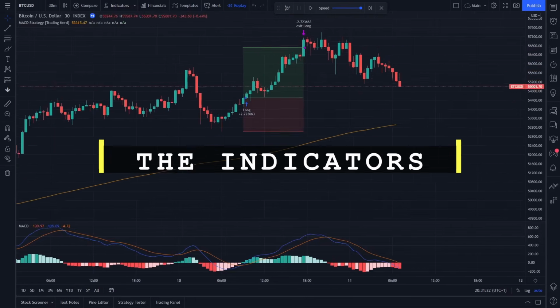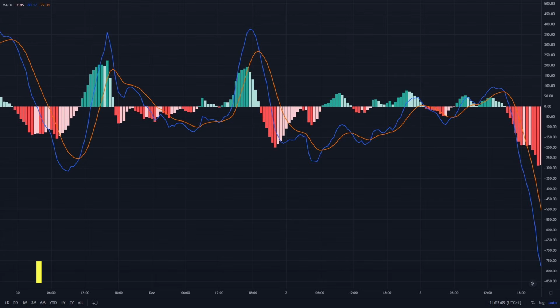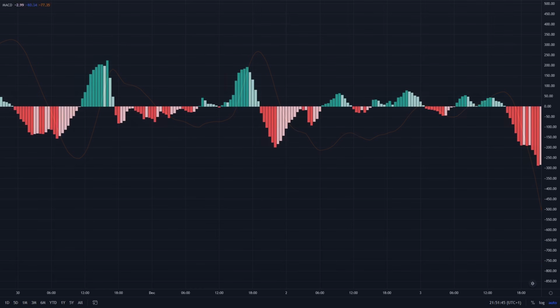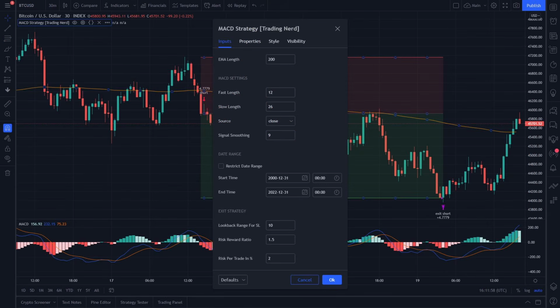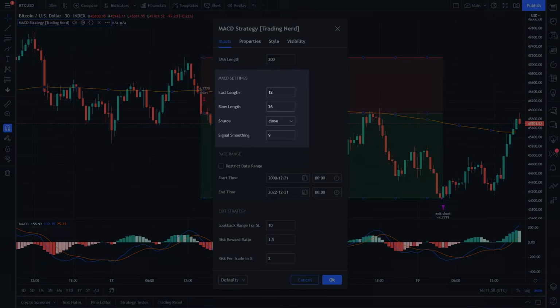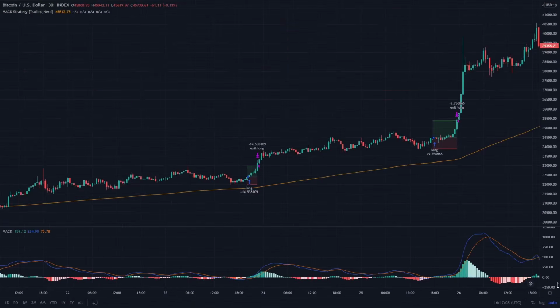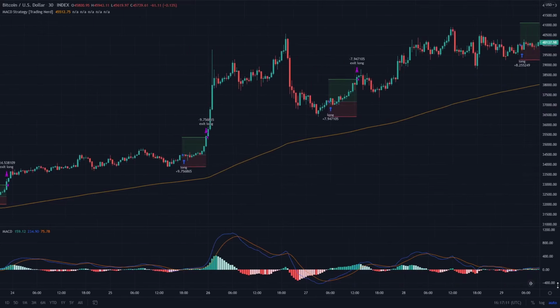Let's first talk about the indicators we are using in this strategy. The MACD is a momentum indicator and is based on exponential moving averages. It has two lines, an MACD and a signal line, and a histogram showing the difference of these two lines. For the backtest, we will use the default settings, but in the strategy script you can easily change these. We are also using an exponential moving average, or EMA, with a length of 200. This EMA will be used as a trend indication.